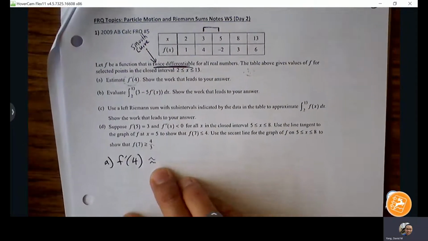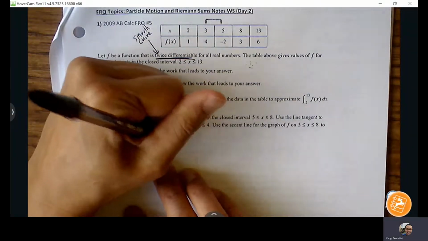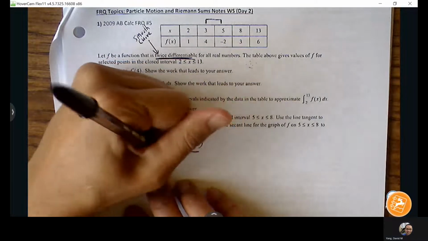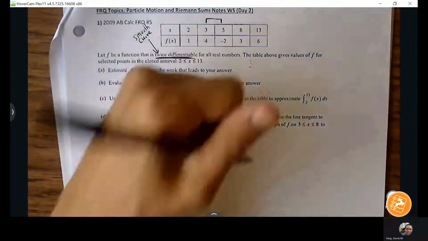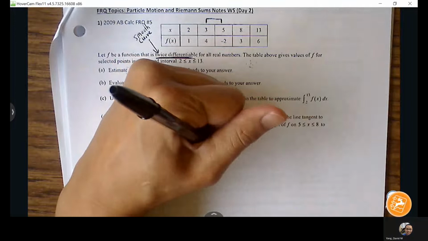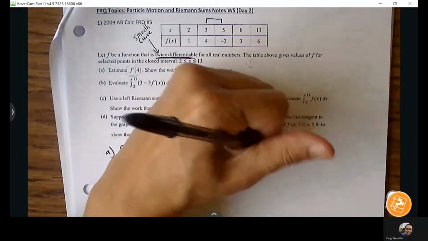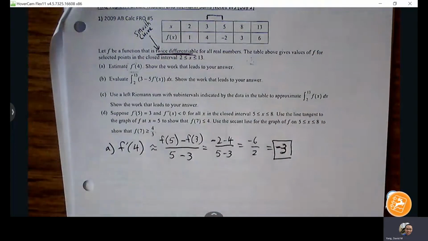And use a squiggly line to indicate that it's just an estimation. And then you just do change in y over the change in x. -3.